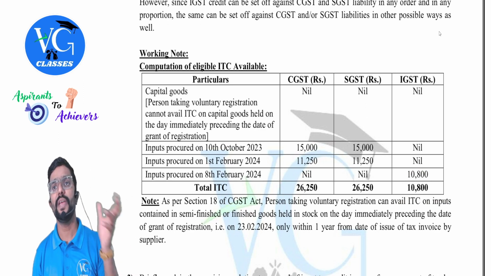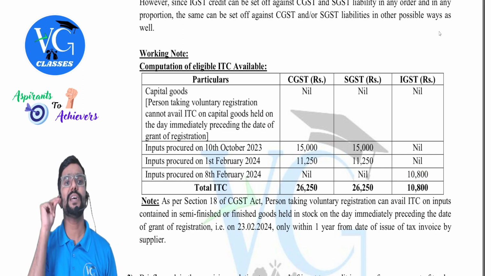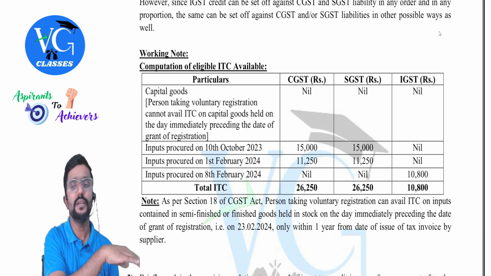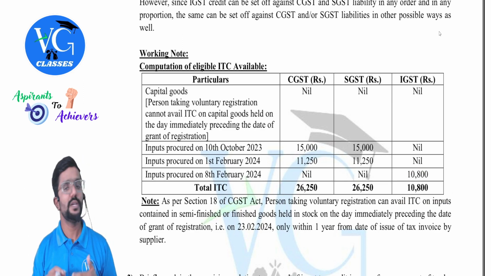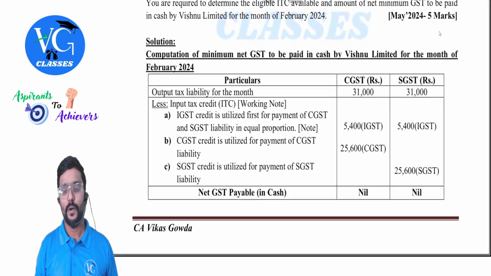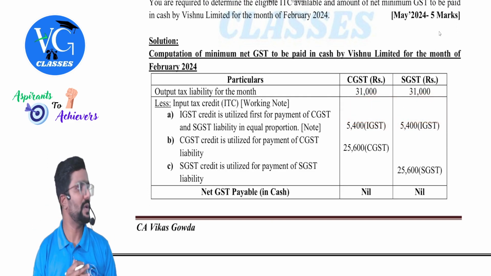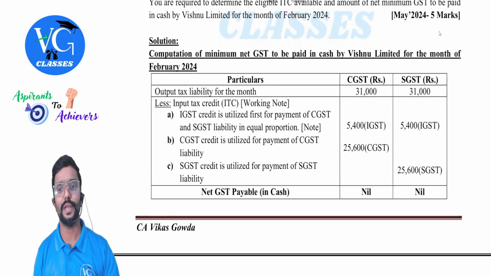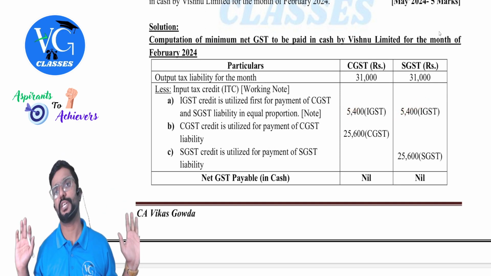Second one is what? Remaining IGST means entire year. Actually, your entire IGST has to be adjusted against CGST or SGST in any order, in any proportion. How do we adjust it? Guys, you can just have a look into this. 26,250, 26,250. Okay, that means, sir, they are equal. So what is a better option, sir? Adjust it equally. So what am I doing? I'm just dividing IGST credit equally and adjusting it.